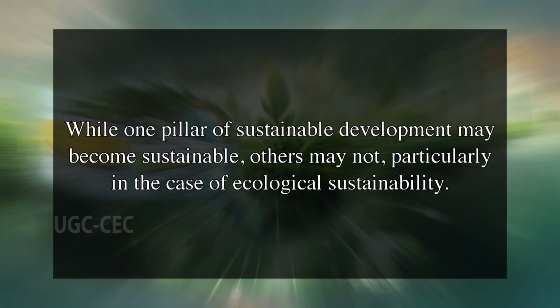This is a necessary condition, but it is difficult to meet because in order to achieve its objectives, each sustainability pillar must respect the interests of others and avoid throwing them out of balance. Thus, while one pillar of sustainable development may become sustainable, others may not, particularly in the case of ecological sustainability, which is essential to development's ability to function as a whole.